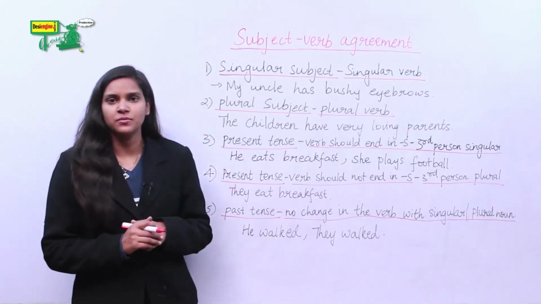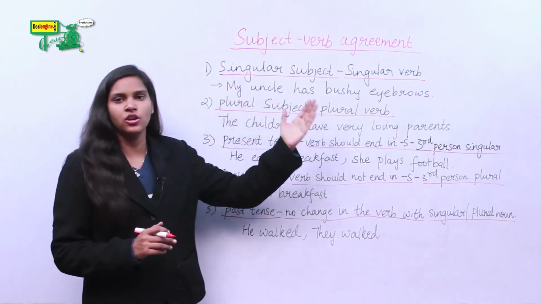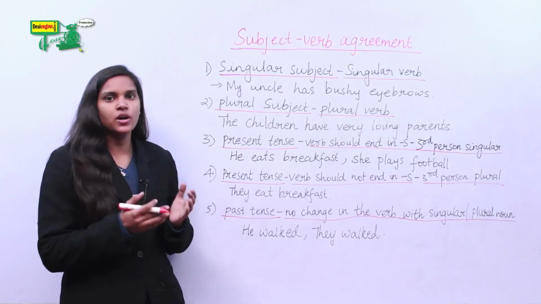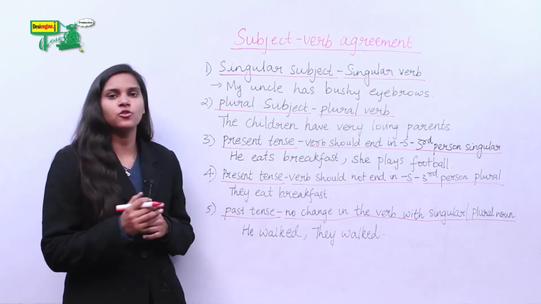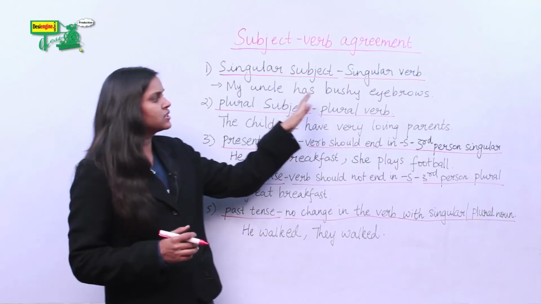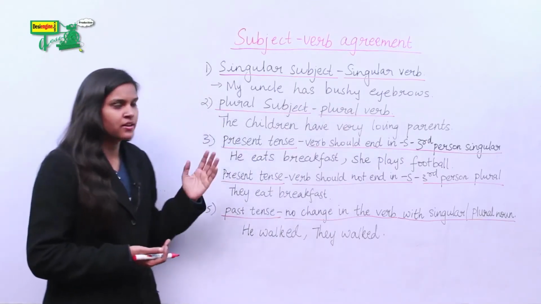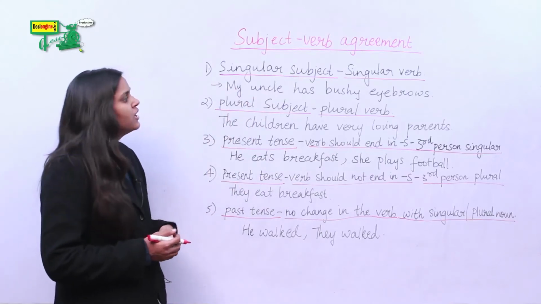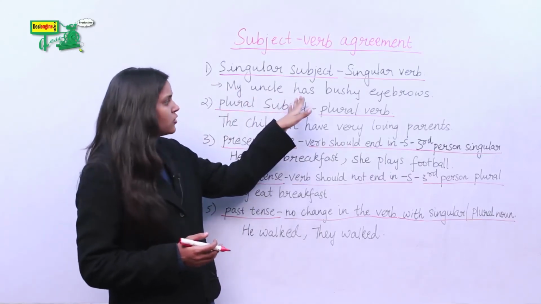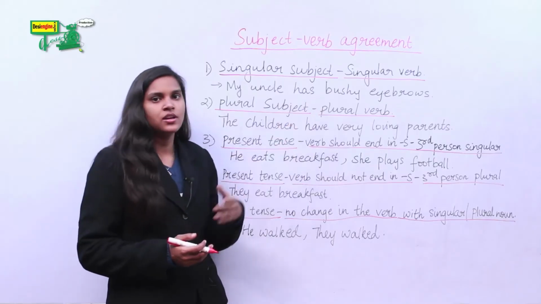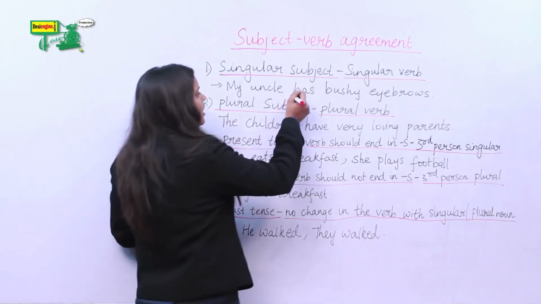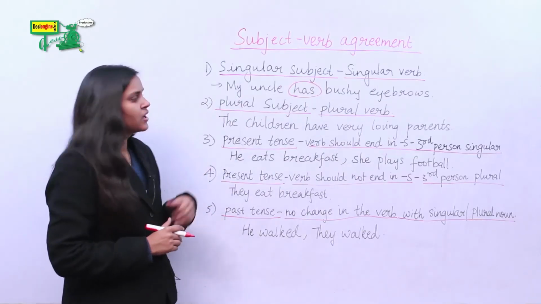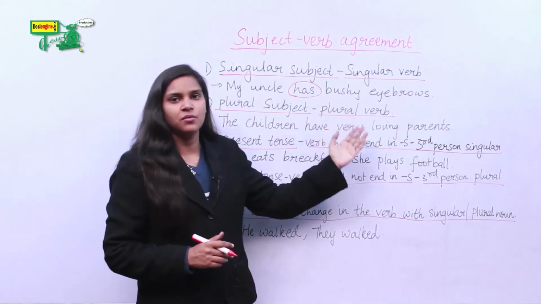The foremost among them is the singular subject, singular verb rule. That is, when the subject is singular, the verb that it takes up is also singular. For example, my uncle has bushy eyebrows. Here, our subject is my uncle, which is clearly singular. Therefore, the verb also has to be singular. And the verb over here is has.